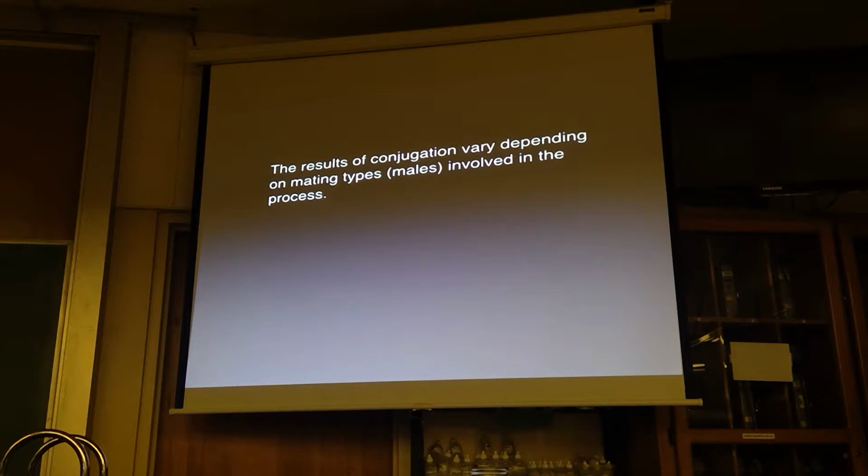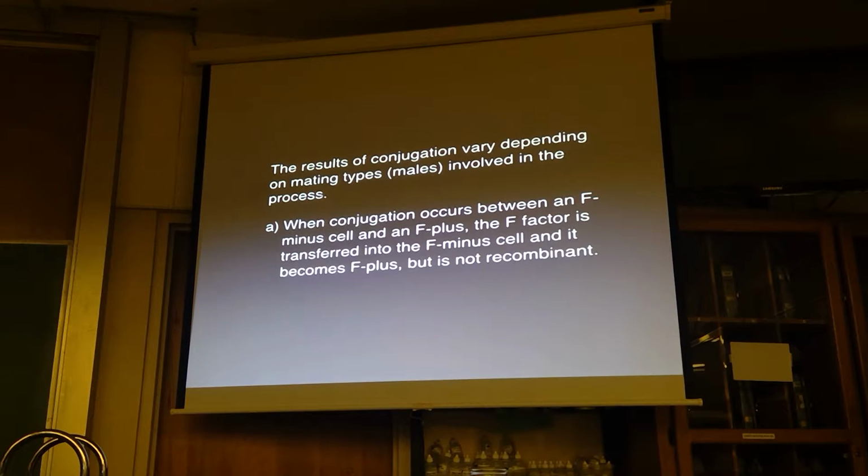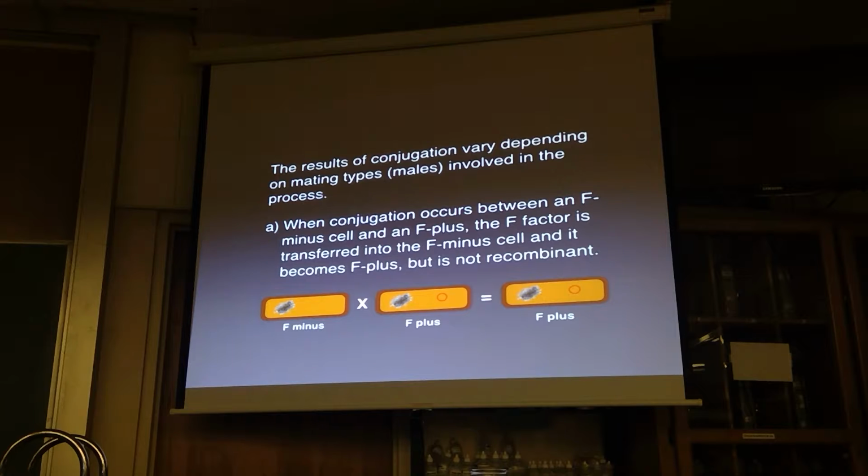So now we can take a look at results of conjugation. Always males are going to transfer DNA to females. If you have mating between an F- and an F+, the F- is the recipient, the F+ is the donor. The F+, the male cell, donates F factor to the female, and the female becomes male. The original sex change. You'd think if this continued for any length of time, all E. coli would be male. They'd all be F+.